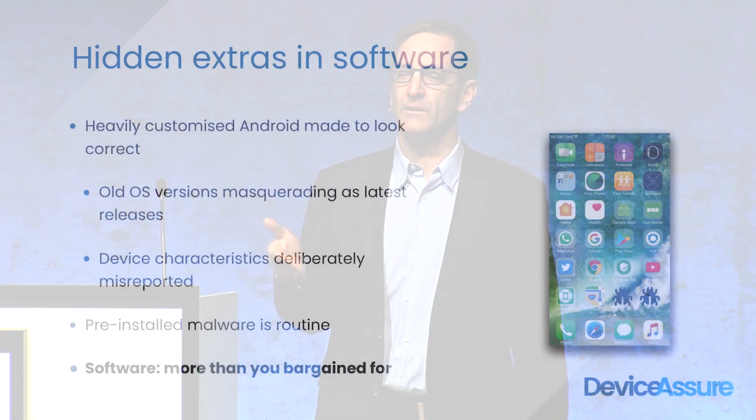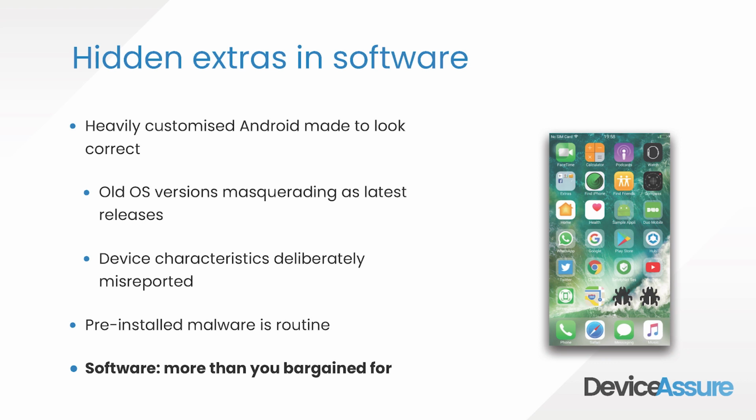So on the hardware side, you're getting less than you expected, but on the software side, you're getting more. So first of all, these devices use a really heavily customized version of Android. It's typically Android 4-point-something, years old, but they masquerade as the latest version and deliberately misreport key characteristics of the device. But more importantly, pre-installed malware is routine. We have purchased many of these devices over the last few years, and very, very often there is pre-installed, unremovable malware on board. So on the software side, you're getting more than you bargained for.